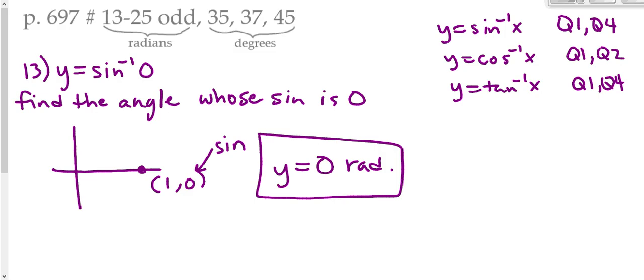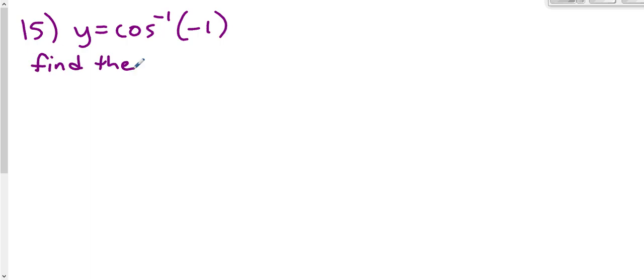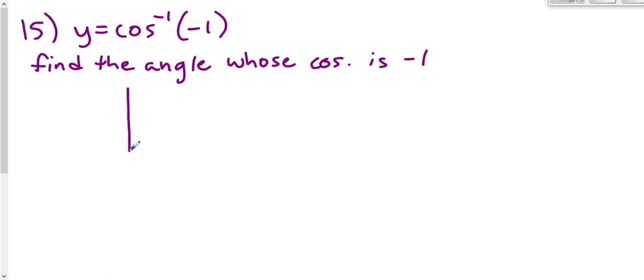Okay, number 15. y equals inverse cosine of negative 1. So we want the angle whose cosine is negative 1. Okay, that's another quadrantal angle. So cosine is negative 1 over here at the 180 degree mark. And that would be pi radians. So the answer is pi.